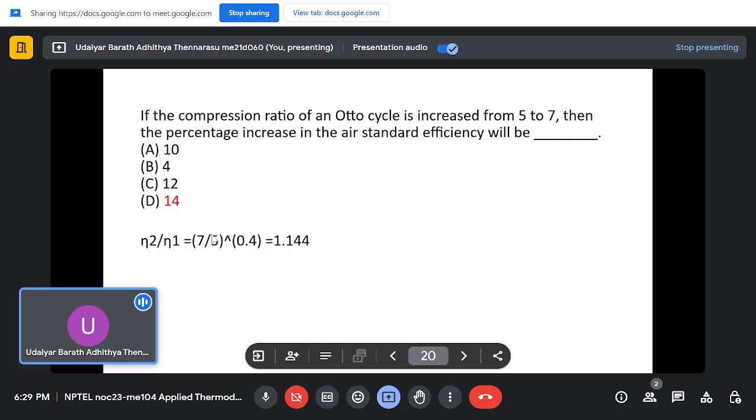So on substituting 7 by 5, because the efficiency depends on 1 by r_c, on taking a ratio of the efficiencies we will get r_c of state 2 by r_c of state 1, that is 7 by 5 raised to power 0.4. It's 1 point something, so there will be an increase of 14%. So the answer is option D.